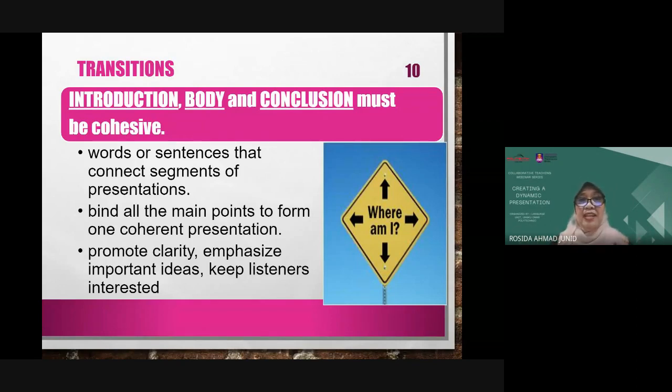So at the end, you need to use transitions. I think you have enough notes on transition. She has given you lots of phrases that you can use in order to have unity and coherence in your presentation. All your points must be glued together, connected, and you can use transitions to do that, so that the points are clear, and the audience likes to listen to you, and your presentation is interesting. Okay. Any questions so far?